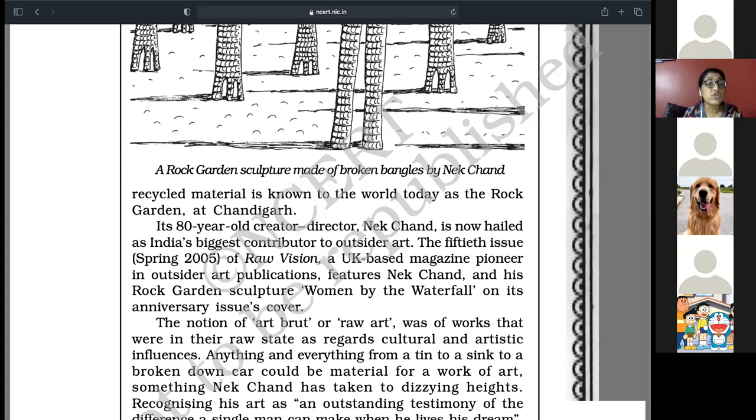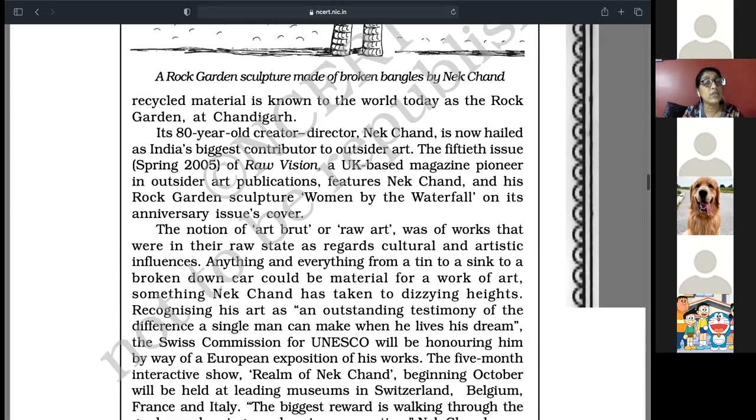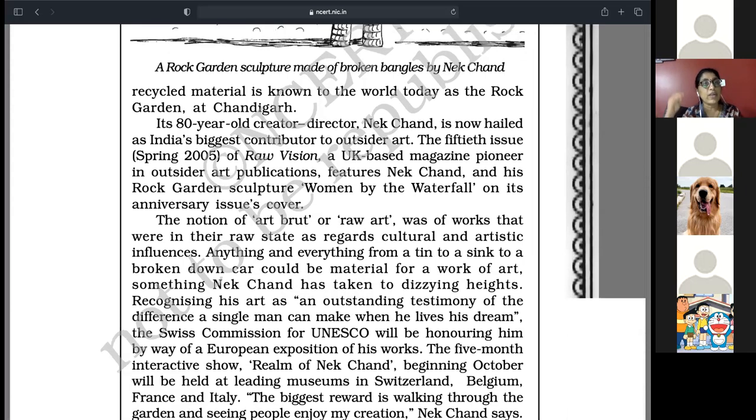The 50th issue, that is in 2005, of Raw Vision, a UK-based magazine pioneer in outsider art publications, features Nek Chand and his rock garden sculpture Women by the Waterfall on its anniversary issue's cover. It means he is internationally acclaimed. He is acclaimed internationally to that level that even a UK-based magazine put his photo on its issue cover. So you can see how famous he has become internationally, though he did not go to any school.